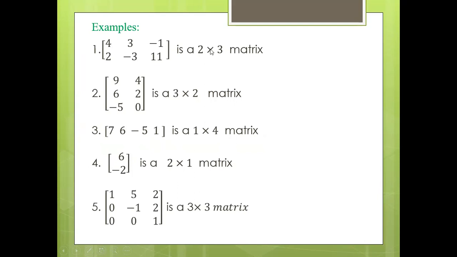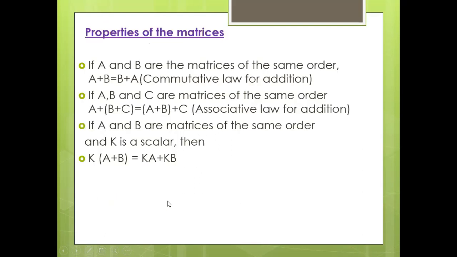This is a 2 cross 3 matrix, 2 rows, 3 columns. This is a 3 cross 2 matrix, 3 rows, 2 columns. This is a 1 cross 4 matrix. This is also a 2 cross 1 matrix. This is a 3 cross 3 matrix, 3 rows and 3 columns.